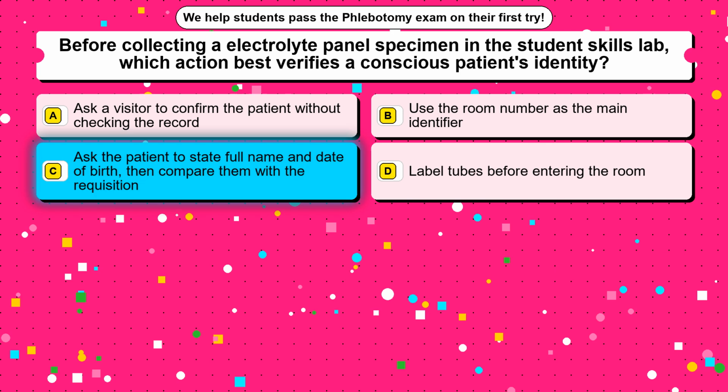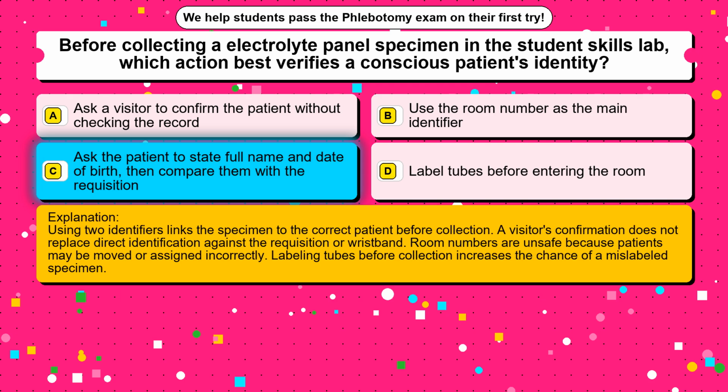The correct answer is option C. Ask the patient to state full name and date of birth, then compare them with the requisition. Using two identifiers links the specimen to the correct patient before collection. A visitor's confirmation does not replace direct identification against the requisition or wristband. Room numbers are unsafe because patients may be moved or assigned incorrectly. Labeling tubes before collection increases the chance of a mislabeled specimen.